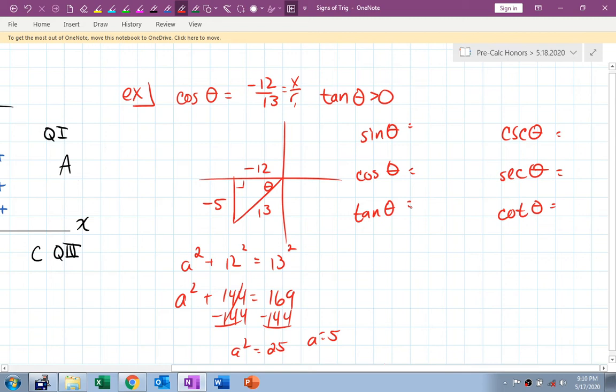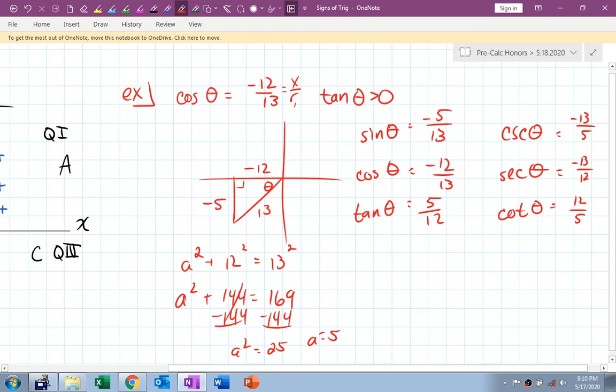Alright, so sine, opposite over hypotenuse: -5 over 13. Cosine was given to us: -12 over 13. Tangent, opposite over adjacent: 5 over 12, because it's really negative 5 over negative 12, but the negatives cancel out. Then the reciprocals, we just flip them. Negative 13 over 5, negative 13 over 12, 12 over 5. Done.